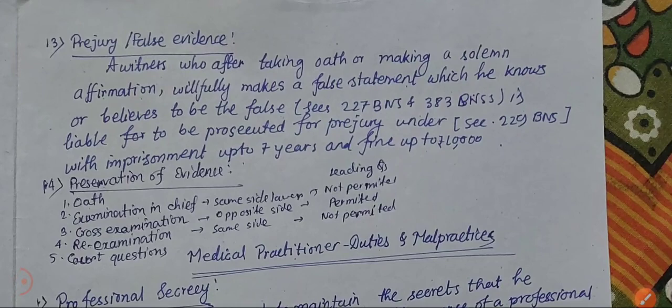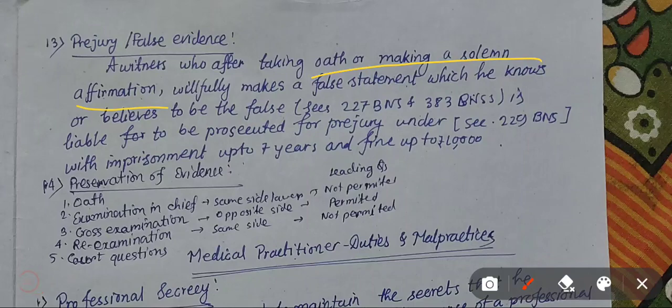Now, about perjury or false evidence. A witness who, after taking oath or making solemn affirmation, willfully makes a statement which he knows or believes to be false, under section 227 BNS and 383 BNSS, is liable to be prosecuted for perjury under section 229 BNS, with imprisonment up to 7 years and fine up to 10,000.